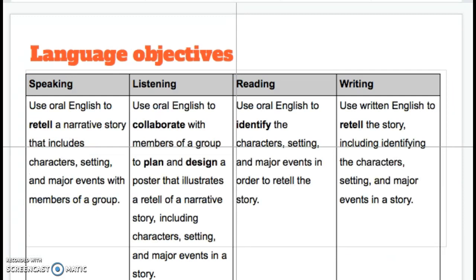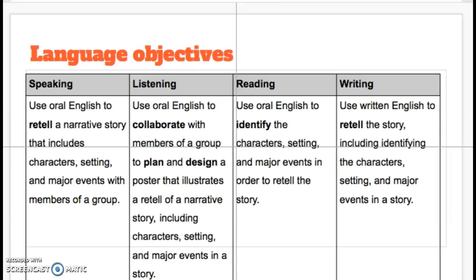For the speaking objective, the students will use oral English to retell a narrative story that includes characters, setting, and major events with members of their group. The listening objective says that the students will use oral English to collaborate with members of a group to plan and design a poster that illustrates a retell of that narrative story.